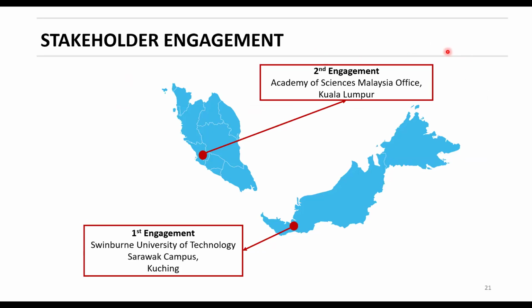As mentioned, Malaysia is divided into West Malaysia and East Malaysia. This part over here is the state of Sarawak, right at the bottom here in Kuching. So we did our first engagement in Sarawak, where we invited service providers, operators in the region, and also ministry officials, government officials to come in for our stakeholder engagement. Most of our attendees in this engagement were from the state of Sarawak.